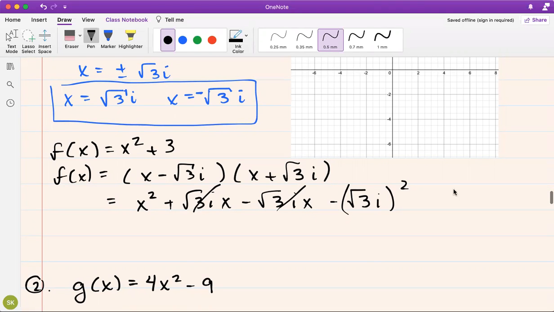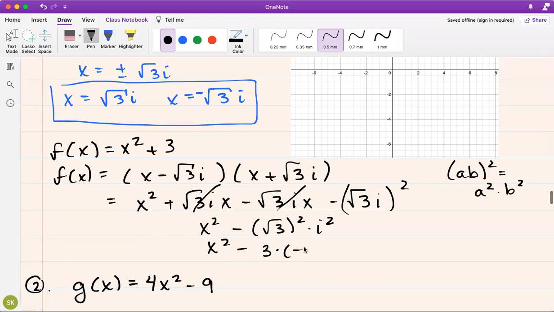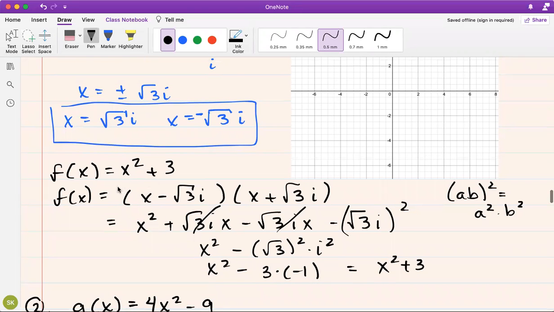And then when I square this, remember, if you square 2 things being multiplied together, you can just square each piece. The square root of 3 squared is just 3. And then i squared is -1, and that cancels out this negative. So you get x squared minus square root 3 squared times i squared, which is x squared minus 3 times -1, which is x squared plus 3. So whenever you have x-intercepts, you can write it in this factored form. I'm only going to do it for this one, just so that you've seen it before, in case you ever see it again later on if you take calculus.